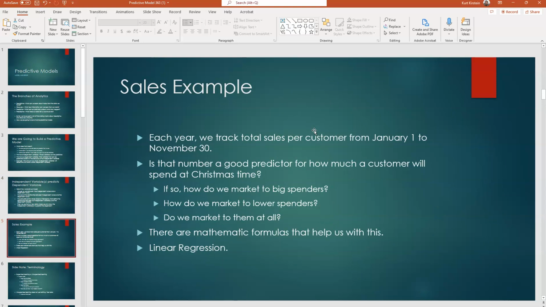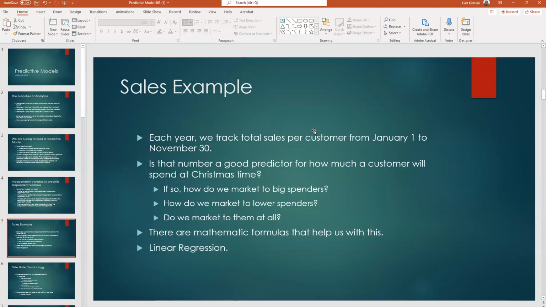Here's another example. Let's say we are a retailer and we keep track of our customers and their sales, some number of them, not all of them, using sort of a loyalty program. So we know on a good number of customers what they've spent all year long. So each year we're going to track for those customers all of the financial sales that they made between January 1st and November 30th. And we want to know, is that a good predictor for how much they're likely to spend at Christmas time? Because that can be a time when they spend quite a bit of money at our store.